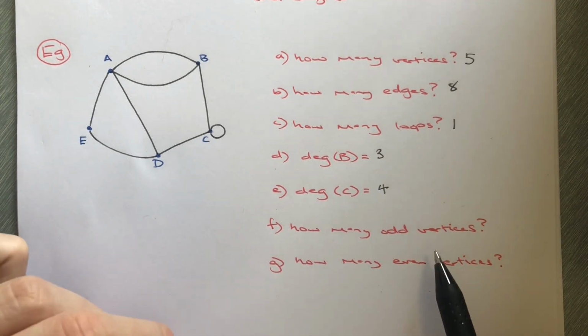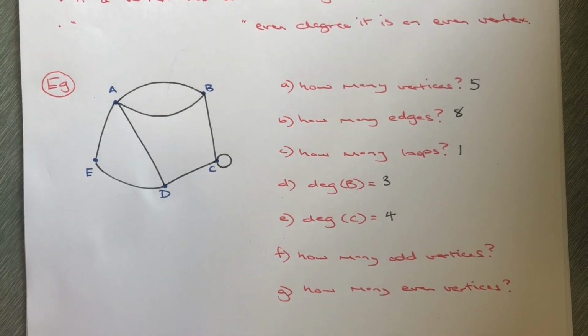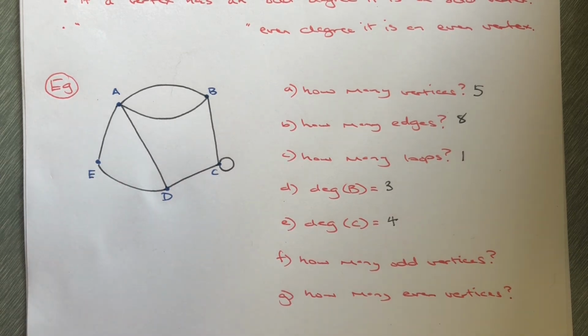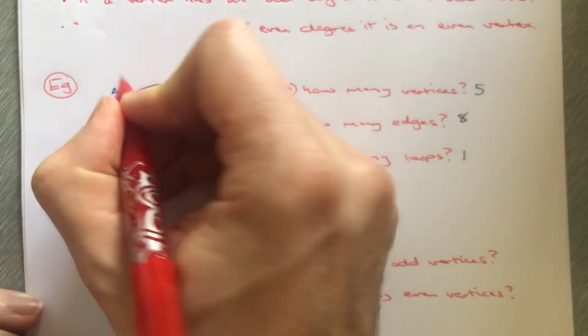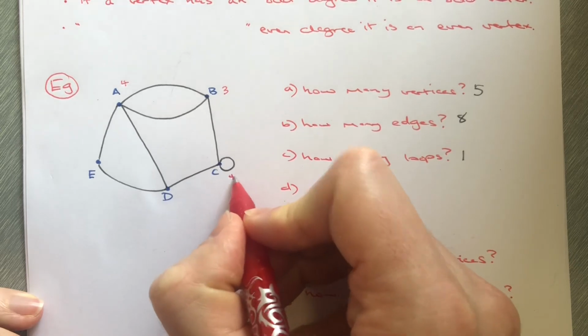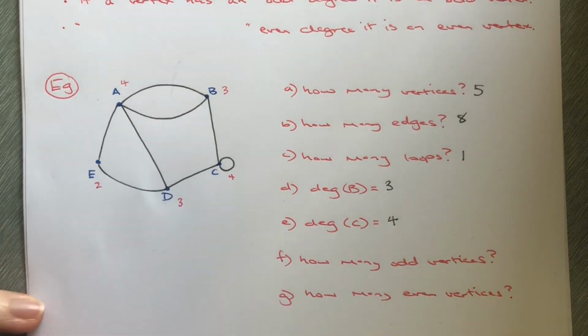All right, now, how many odd vertices and how many even vertices? What I might do to make this a little bit easier is just write down the degree of each of these vertices. So A has 1, 2, 3, 4 connected. B has 3. C has 4. D has 3. And E has 2.